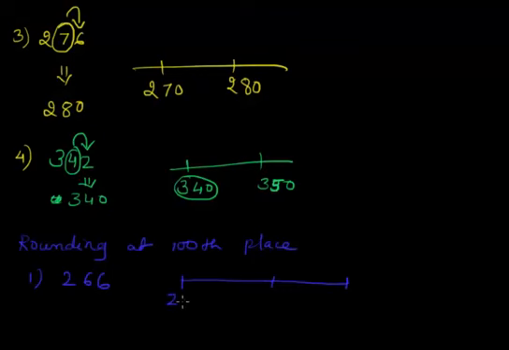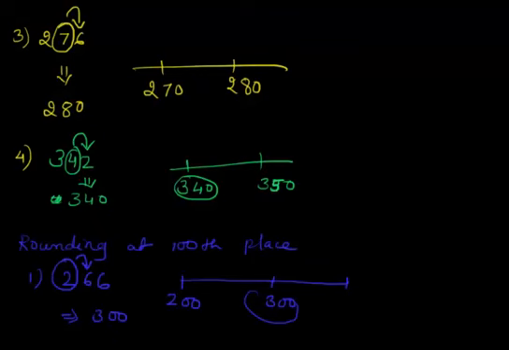266 lies between 200 and 300. We are rounding off at the 100th place. 2 is the 100th place. Now next to 2, immediately to the right, is 6. 6 is bigger than 5, so we will round it off to 300. So the rounding of this number is 300 because 6 is greater than 5. We will increment 2 to 3 and 300 will be the rounding of the given number.